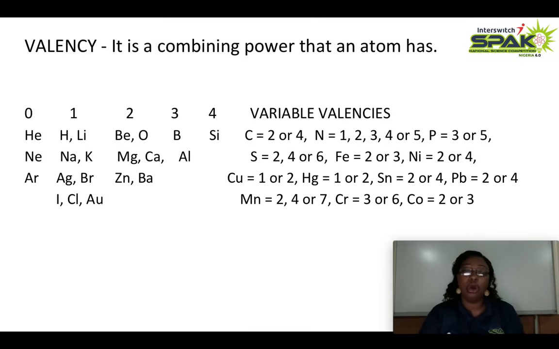Nickel, 2 or 4. Copper, we have copper 1, we have copper 2, we have mercury 1, we have mercury 2. We have tin 2, tin 4, lead 2, lead 4, manganese 2, 4, or 7. Then chromium 2, apart from the fact that it can be 3, it can also be 6. And we have cobalt, which can be 2 or 3.